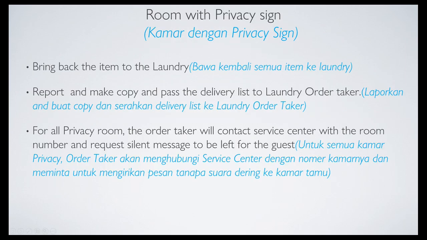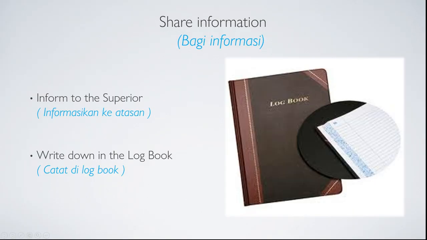What if the room is on a DND sign? Bring back the item to the laundry. Report and make copy and pass the delivery list to laundry order taker. For all privacy room, the order taker will contact service center with the room number and request silent message to be left for the guest. Inform to the superior. Write down in the logbook so the information is escalated to the next shift.